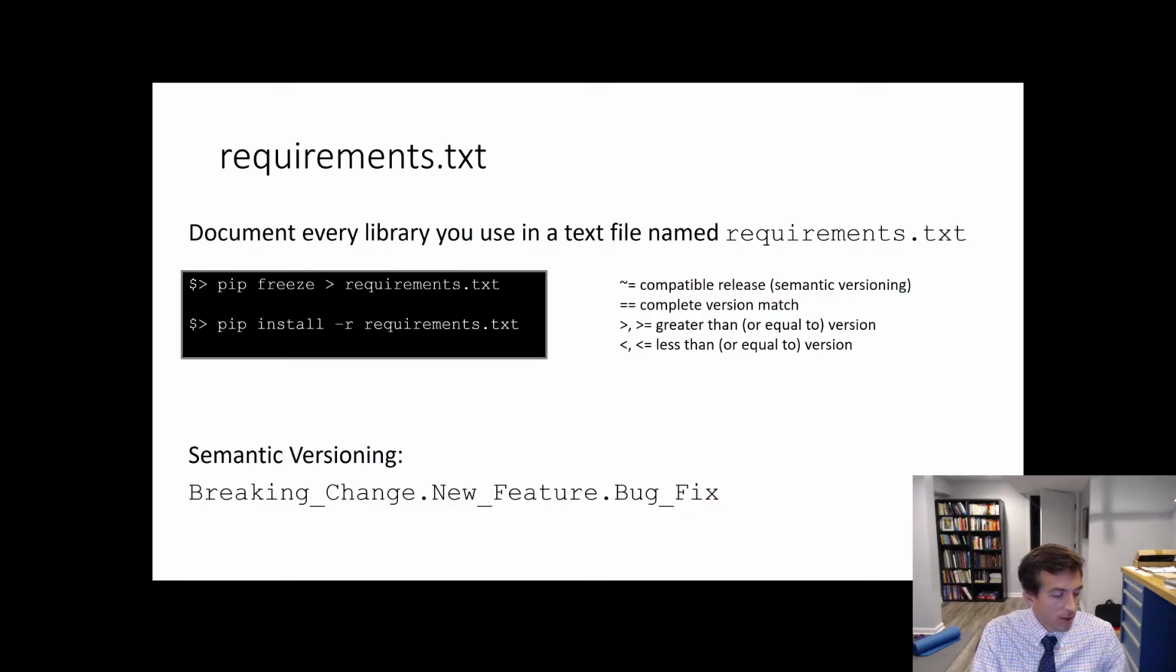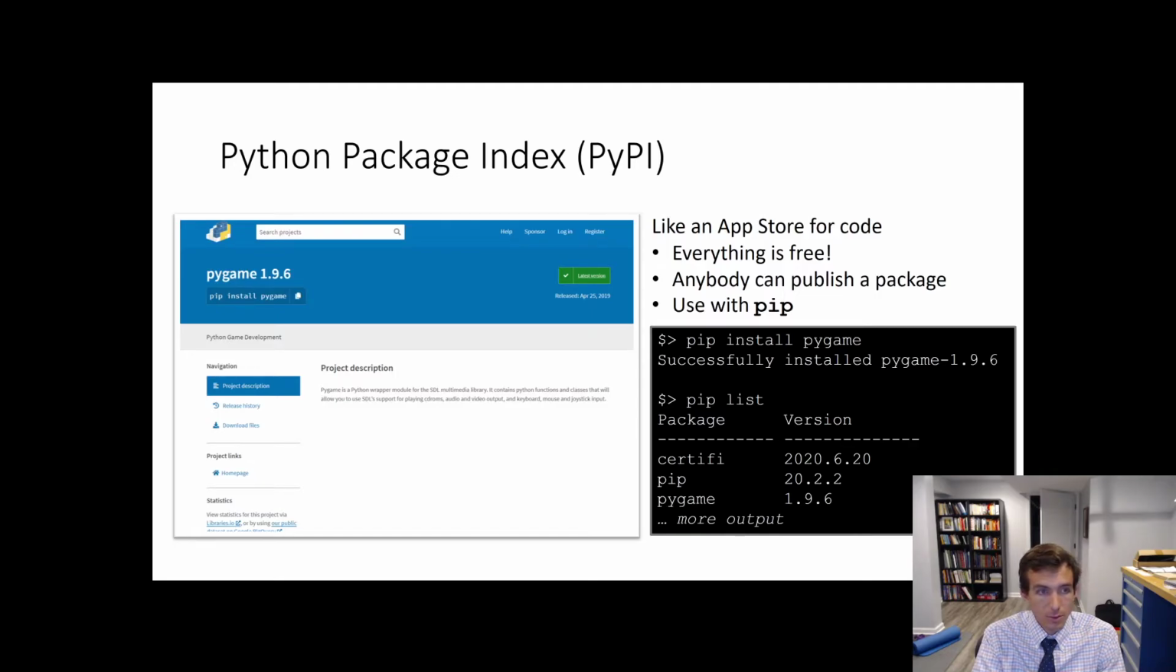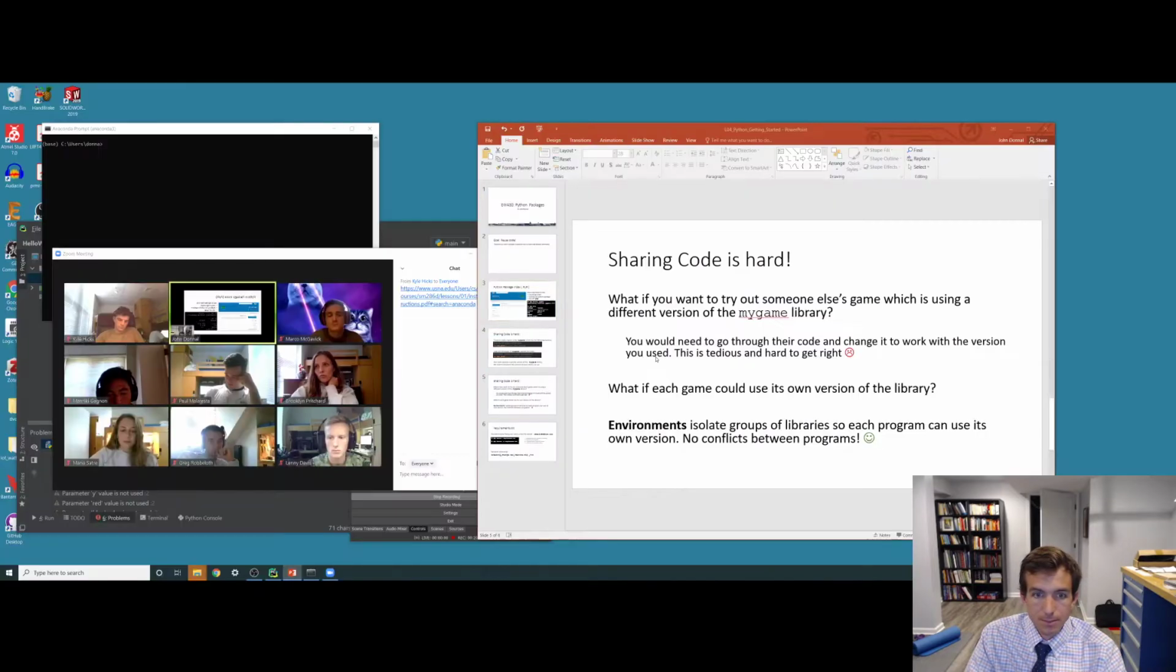Okay? And so with all this structure here, this ability to specify your requirements by version, the ability to isolate your libraries into environments, and the ability to access centrally hosted content is going to give us the ability to easily and efficiently share code. Okay?